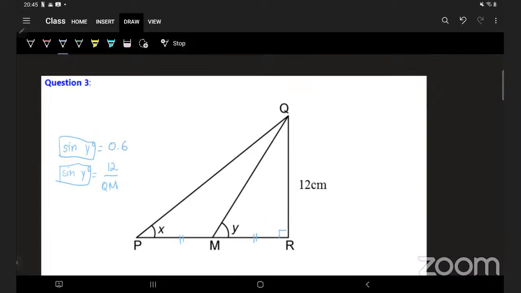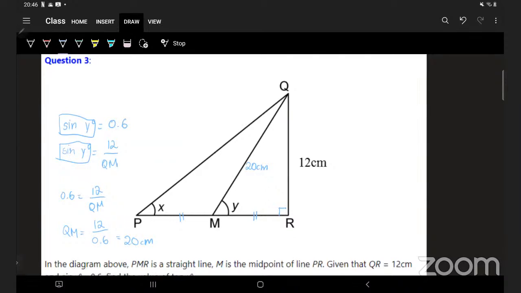So we can just sub it into each other like a normal simultaneous equation. We'll get 0.6 is equal to 12 over QM, so QM is equal to 12 divided by 0.6, which is 20 cm. So QM is 20 cm, and we can use the Pythagorean theorem again to find MR. So 20 squared minus 12 squared is equal to MR squared. It's minus because you're subtracting the other length from the hypotenuse. So we get 400 minus 144 is equal to MR squared.